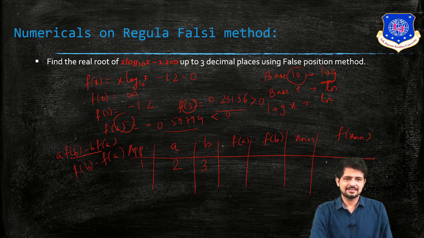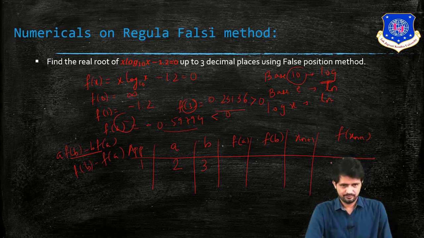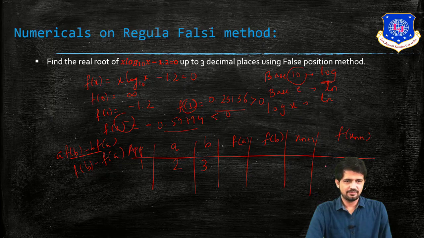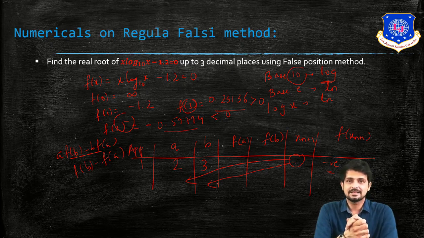After finding xn plus 1, you have to find f of xn plus 1. And if f of xn plus 1 is negative, what is our next step? If f of xn plus 1 is negative, then place xn plus 1 in A. If f of xn plus 1 is positive, then place xn plus 1 in B. If you want to solve the numericals, this method is almost the same as the bisection method. On the basis of f of xn plus 1, we are placing their values.